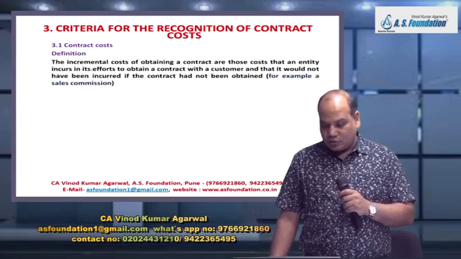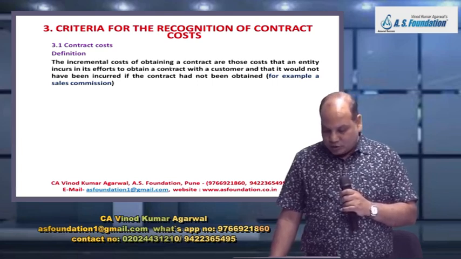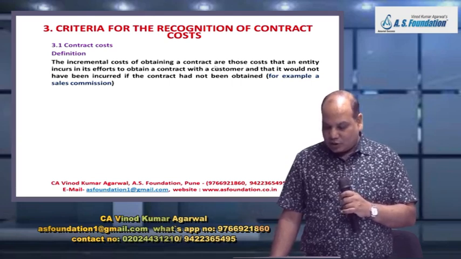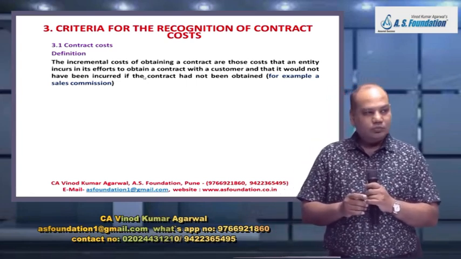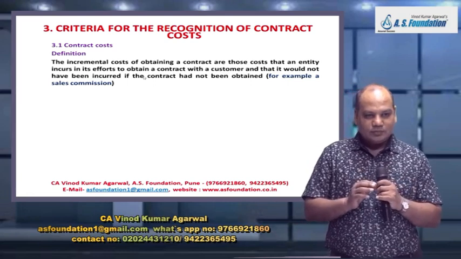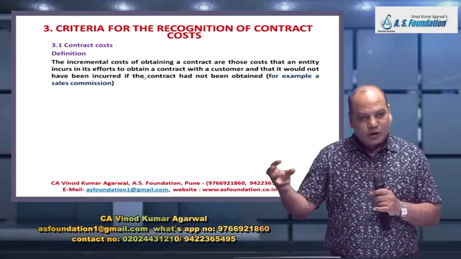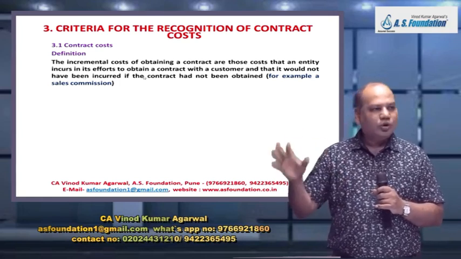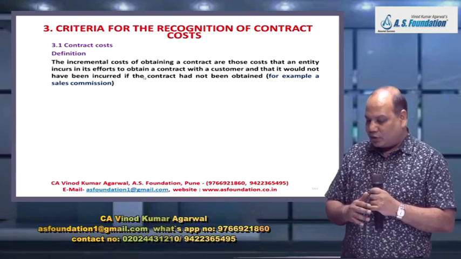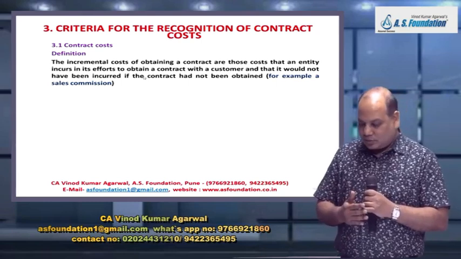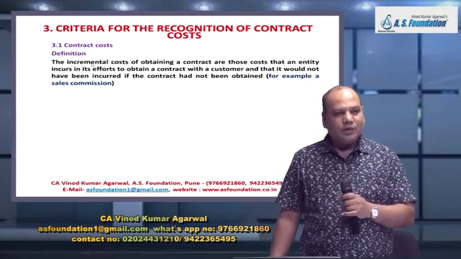So contract cost will include the incremental cost of obtaining a contract. What is incremental cost of obtaining a contract? These are those costs that an entity incurred in an effort to obtain the contract. Cost which you have to incur if you want to get a contract. If this contract would not have been there, this cost could have been avoided. Is it right? The cost could have been avoided if the contract would not have been there. So these are called incremental cost. This cost has been incurred because you have to satisfy a performance obligation.